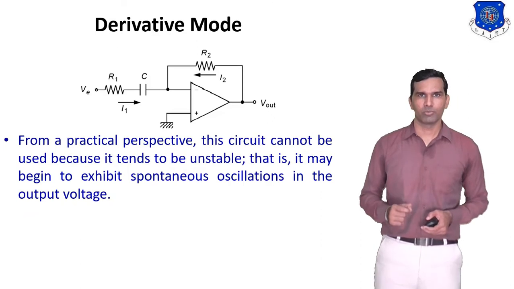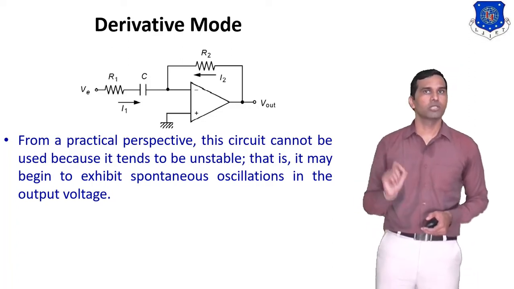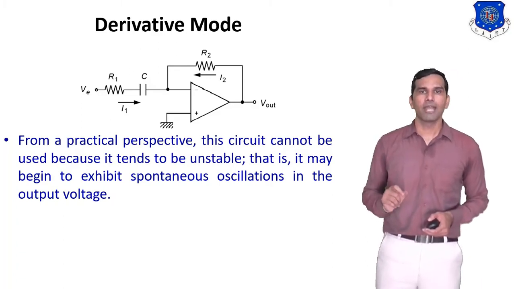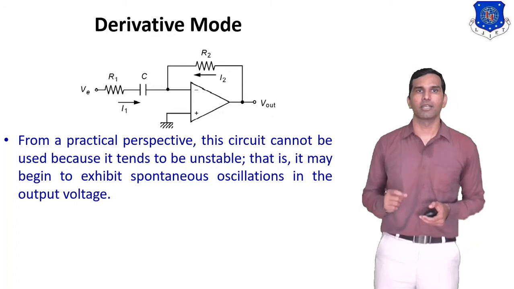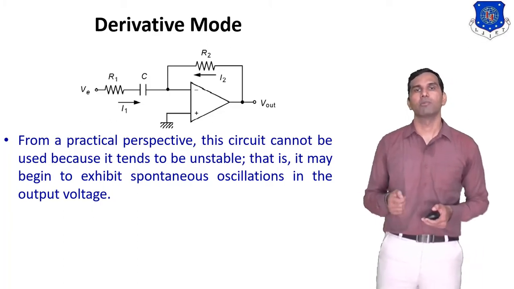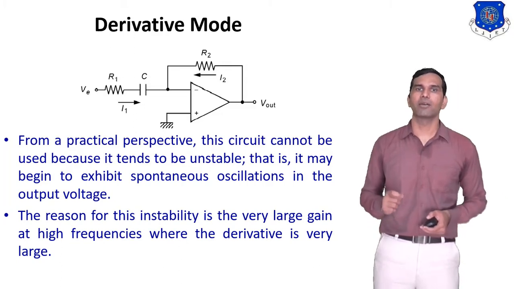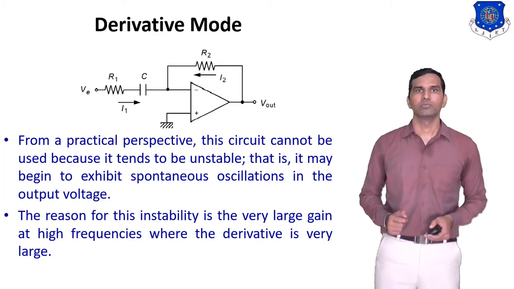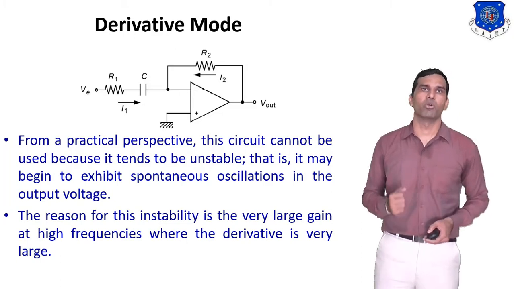From a practical perspective, this circuit cannot be used because it tends to be unstable. This is the main limitation of the derivative mode. It may exhibit spontaneous oscillation in the output voltage, so we cannot practically use this circuit. That means its output starts oscillating. The reason for this instability is the very large gain at high frequency, where the derivative is very large. This is why oscillation starts in the derivative circuit.